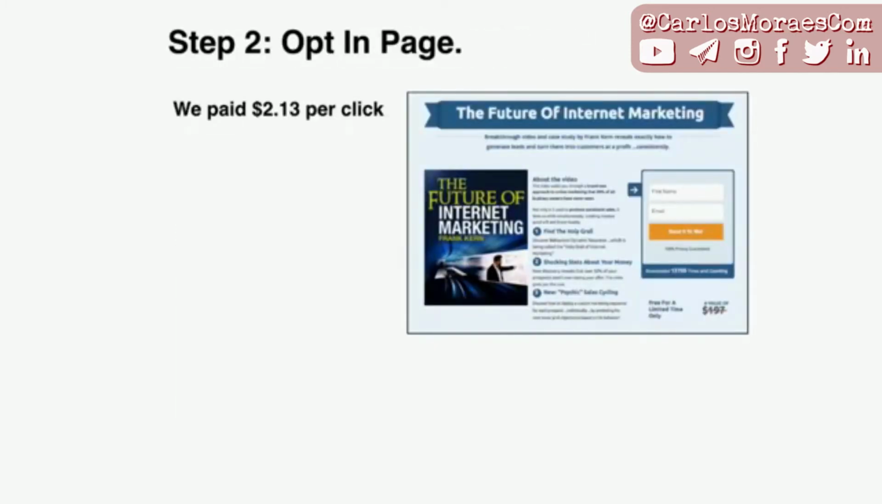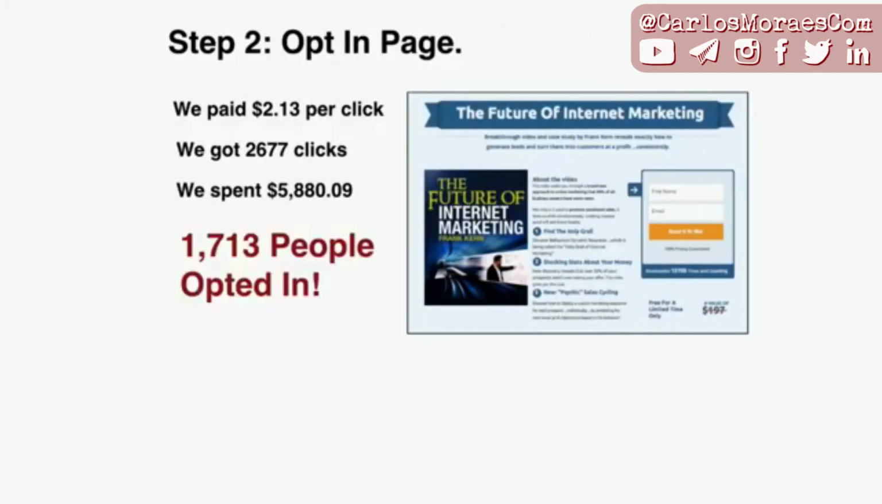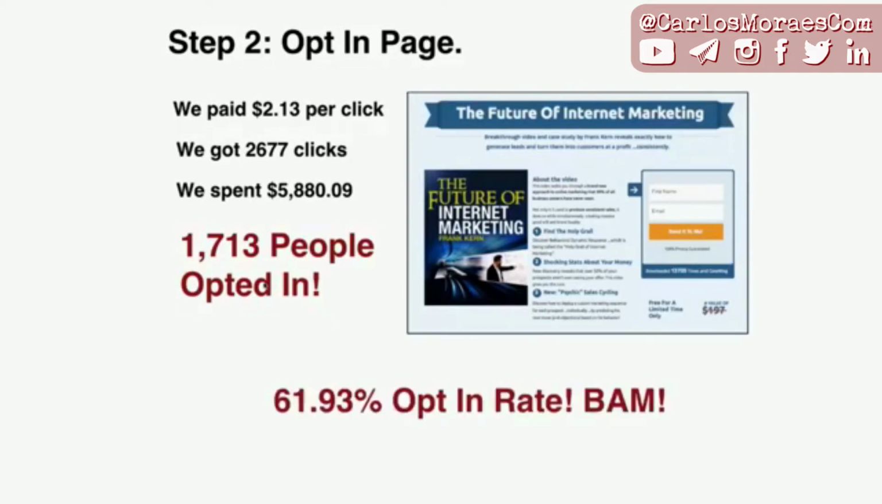And the opt-in page, man, this is ridiculous. We got 1,700 people opting in, right? Which is great. Now, the reason we had so many people opt in is because it was a blind opt-in page. It's like, hey, get some free stuff, right? The future of internet marketing. I mean, that's very compelling, right? So 1,713 people opted in. There's a 61.93% opt-in rate from complete strangers. Pretty good. Right? Pretty good.